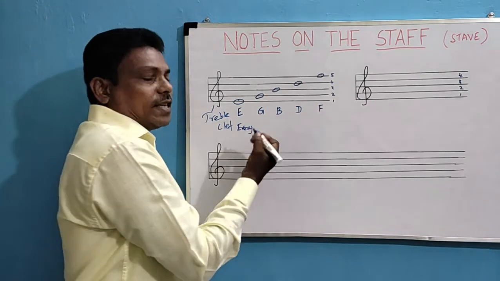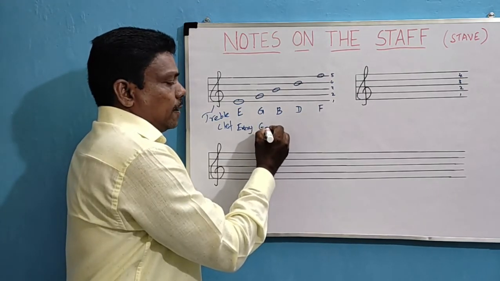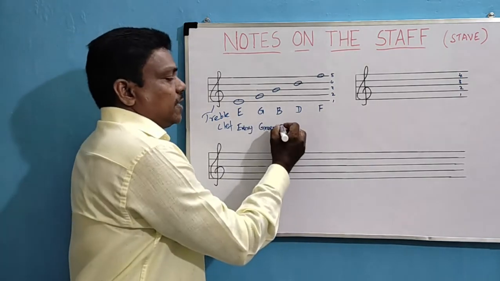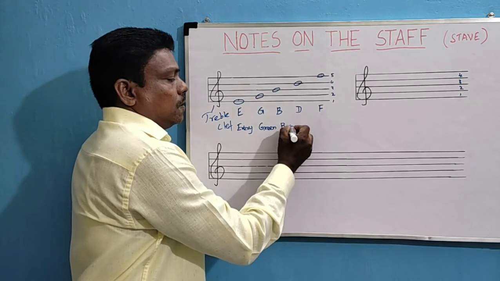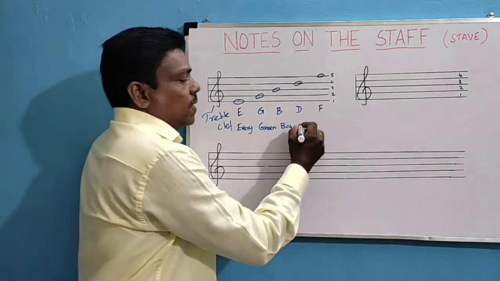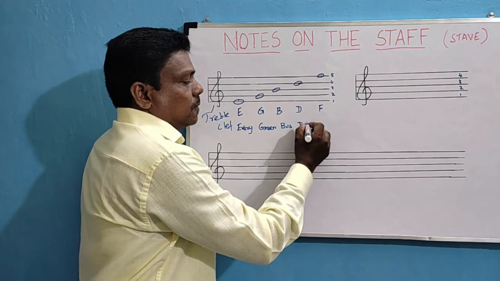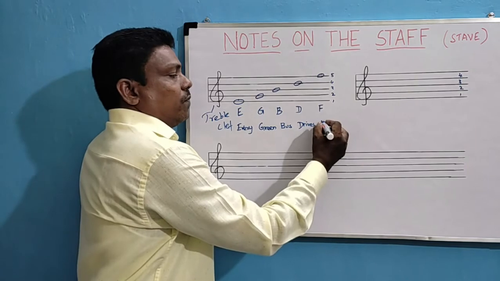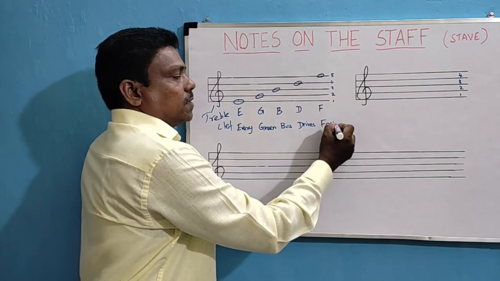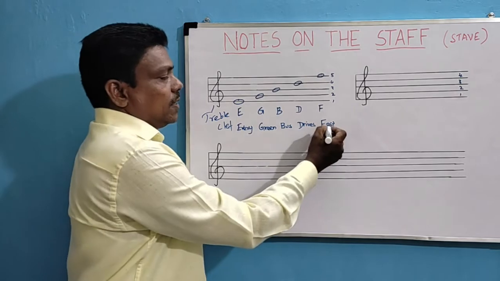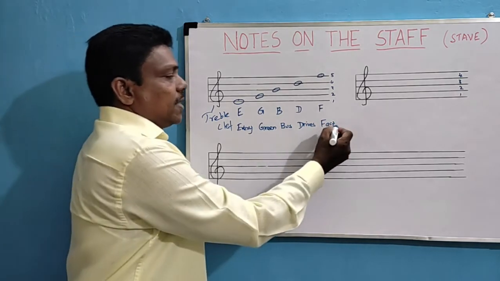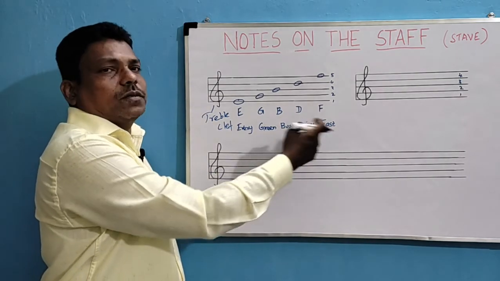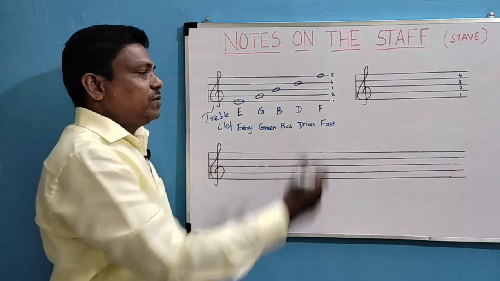For G, we can assign a word green, every green. For B, we will assign a word bus. For D, we will assign a word drives. For F, we will assign a word fast. Instead of remembering single letters, you can remember it as a sentence. The sentence is: every green bus drives fast.